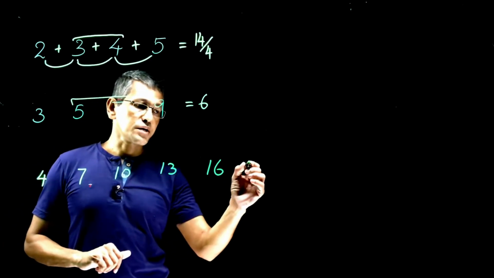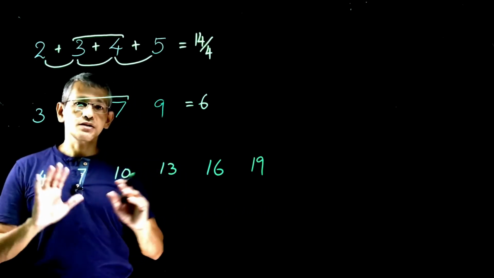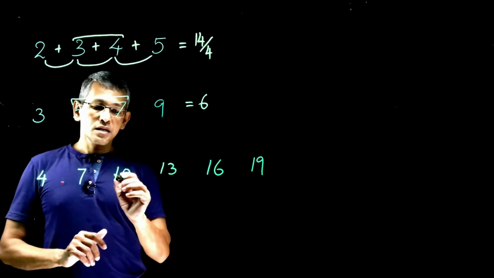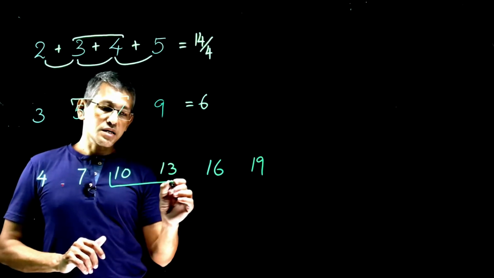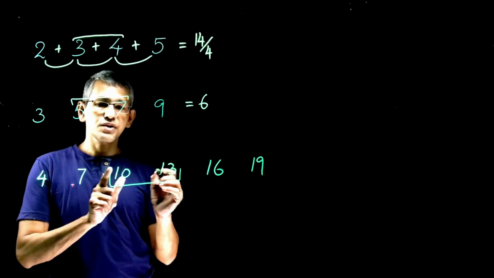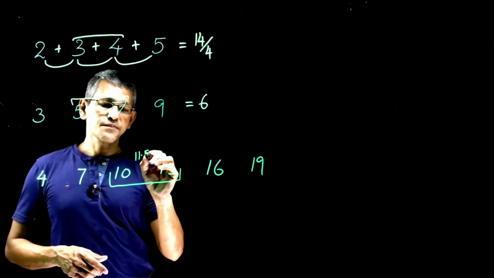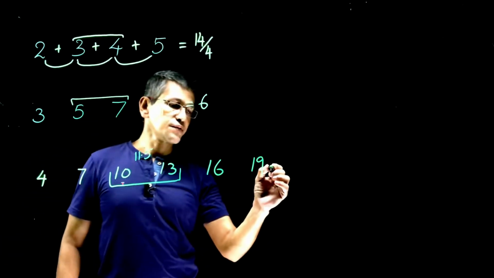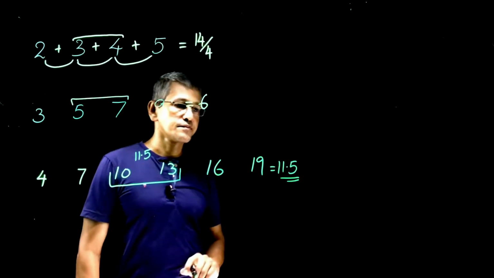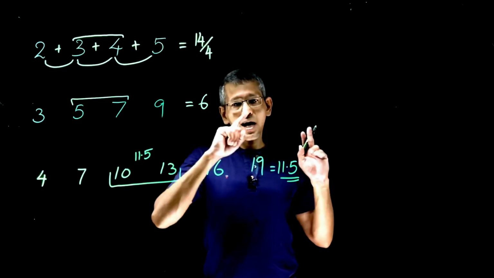But if you have one more number here, 19, the total numbers is 6. That means it's an even number. If it is an even number, we don't have a number exactly in the middle. The two numbers in the middle are 10 and 13. So in order to get the average of these 6 numbers, we have to take the average of 10 and 13. What's the average of 10 and 13? 11.5. So 11.5 is the average of these 6 numbers. That's a method. Alright, so let's take another example.